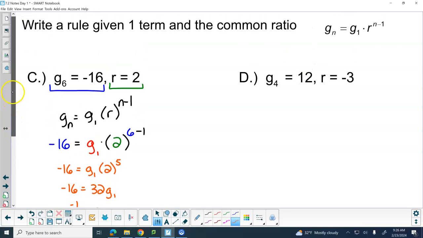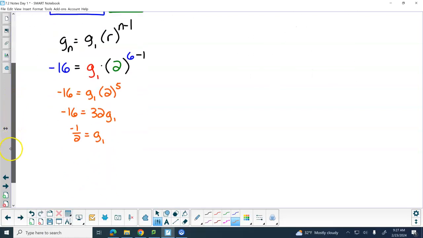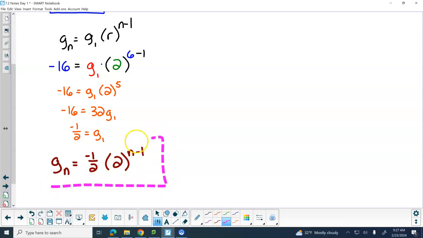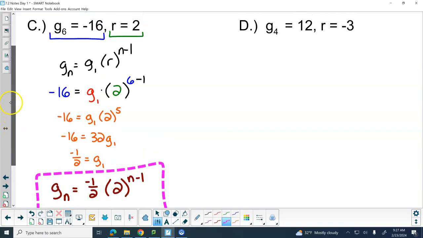It did not ask us to find another term. So then our rule is going to be: our first term, -1/2, times our common ratio 2 to the n minus 1 power. Okay. With that being said, I would like you to now try letter D.